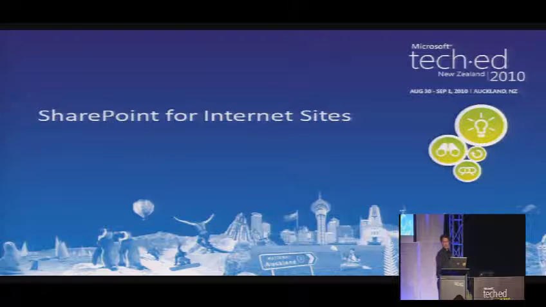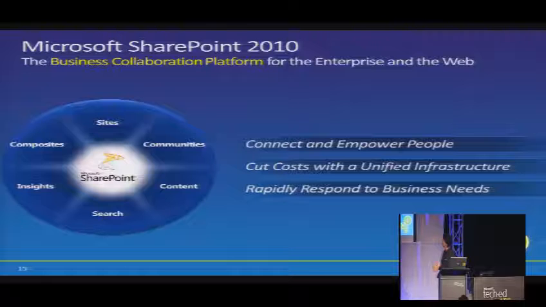So with SharePoint for Internet sites, in essence, this is the SharePoint wheel, which I'm imagining pretty much everybody's seen to some degree. So you've got composite sites, communities, content, search, etc. In essence, what we're trying to do there is take all of the power of SharePoint and put it out on the internet, which may seem a little bit overdone, but it's not. A lot of people are going to be wanting to have things like governance and publishing controls, for example.